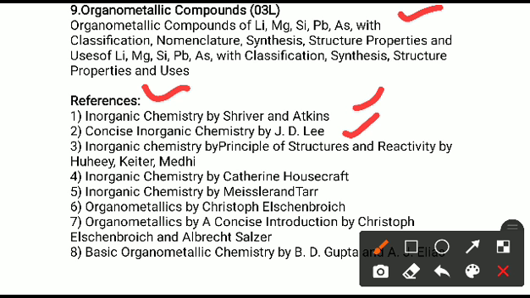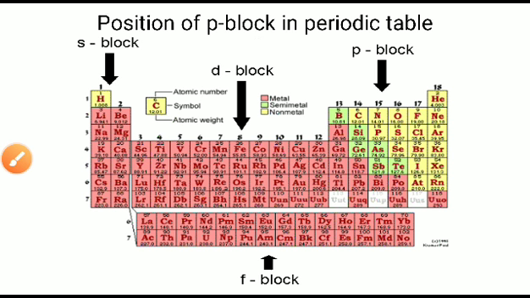Next book is Inorganic Chemistry: Principles of Structure and Reactivity by Huheey. For organometallics you can refer to the book by Elschenbroich, and Organometallics: A Concise Introduction by Elschenbroich. Basic Organometallic Chemistry by B.D. Gupta. You can refer to all these. Some of these books you can buy or you can take from our library. So this is about the syllabus.